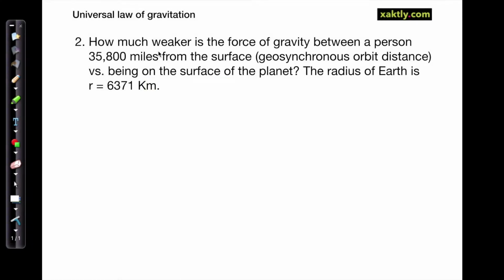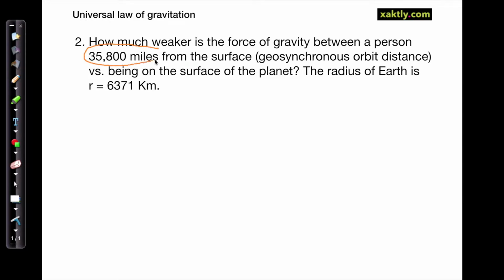Okay, here's a second example of using the universal law of gravitation. In this problem, we're going to ask, what's the difference in the gravitational force felt by a person on the surface of the Earth compared to when that person is orbiting at what we call a geosynchronous orbit, that is out far enough to be overhead all the time if you were looking up.